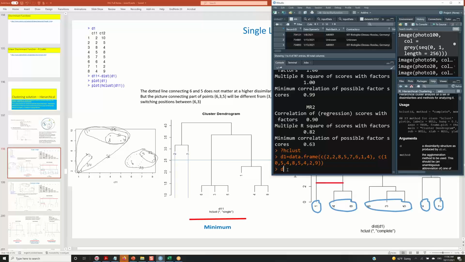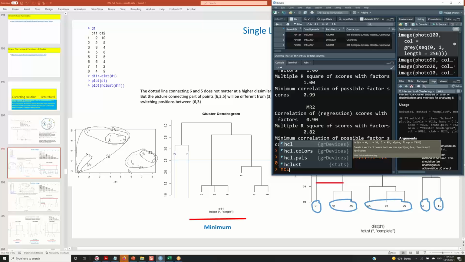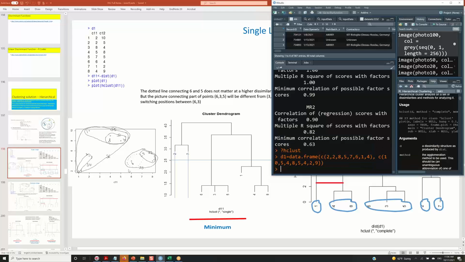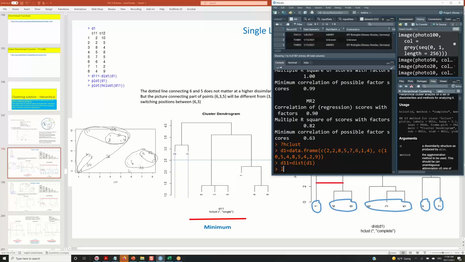So let's just do the H cluster. We have to do H cluster. We need a D1, okay? Single H cluster. Okay. D11 equal to distance D1, okay? Now we will do plot H cluster D11.